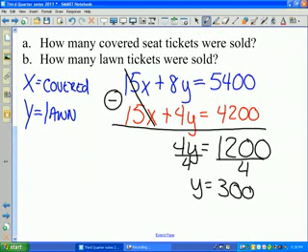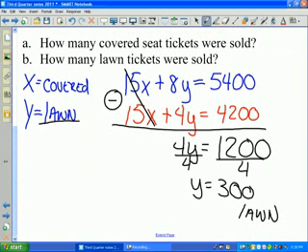What does that mean? Y is representing what? My lawn seats. So that means 300 lawn seat tickets were sold. We used that food and drink to help us figure out what's going on. We were able to use something to eliminate to figure out how many of those lawn seats we had. So now we got our lawn seats. It's 300 of them.